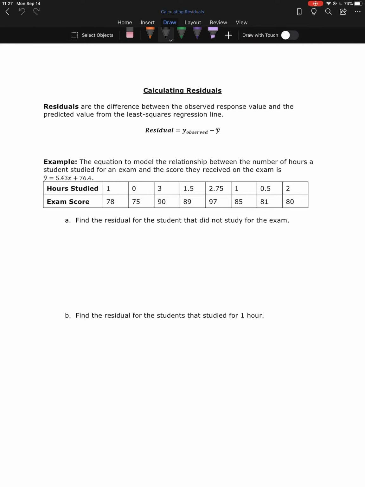So a residual is calculated by taking the y value that you observed, and this value you're going to find in your data table, and subtracting y hat. So this is found from the linear equation that you created for your data.